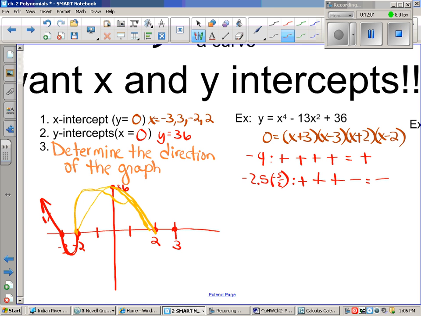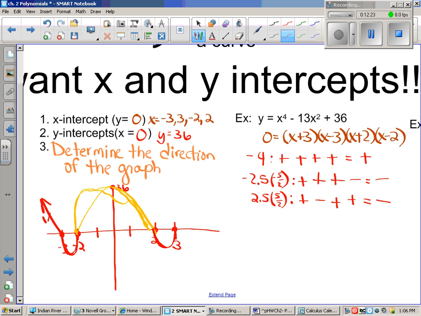Okay, now between 2 and 3, again, positive 2.5 or positive 5/2. Same idea. Add it to 3, positive. Subtract 3, negative. Add it to 2, positive. Subtract 2, still positive. Overall, though, when we multiply, it's negative, so between 2 and 3, it also dips below.